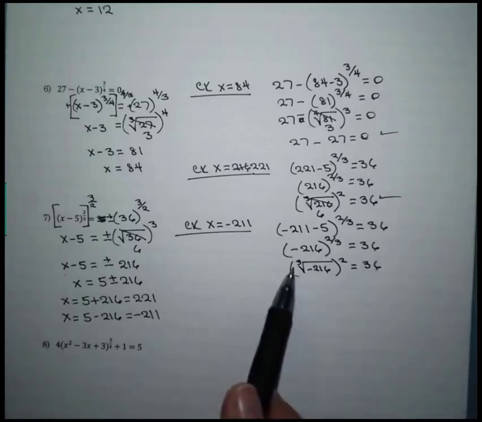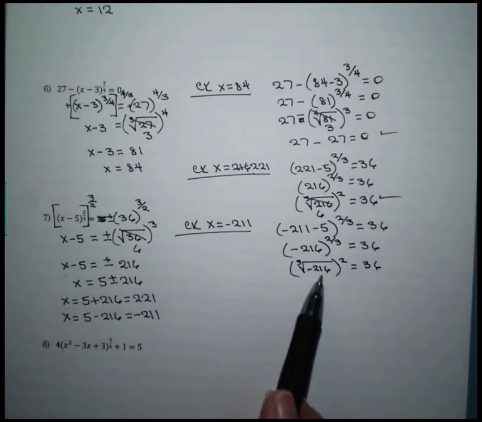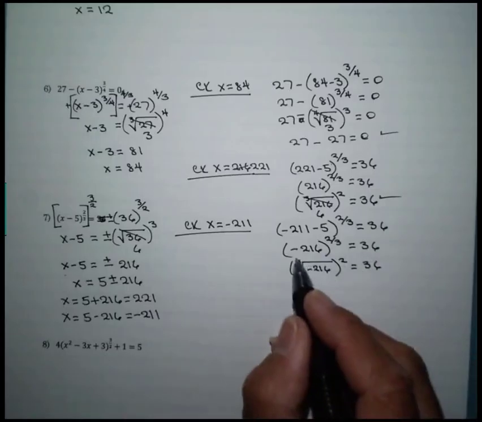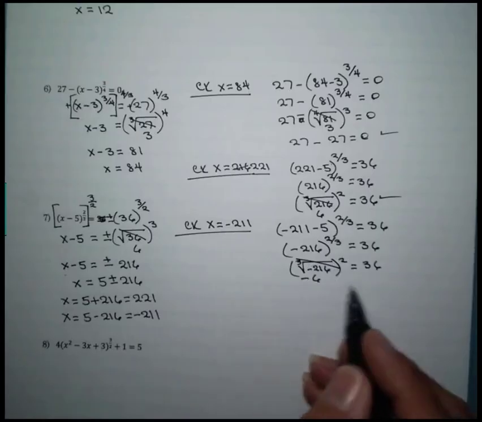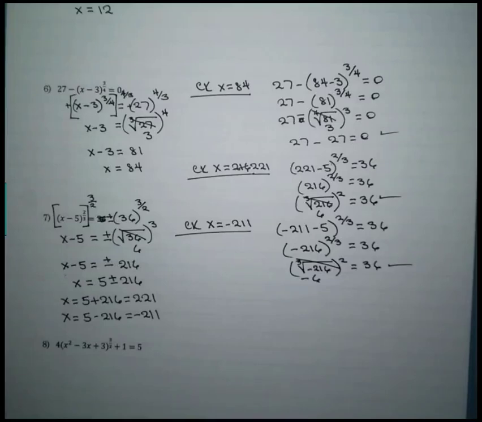Now, we do have odd cube roots of negative numbers. They're simply the negative root, right? So negative 6 times negative 6 times negative 6 would give me a negative 216. So this is negative 6 squared. Well, negative 6 times negative 6 is a positive 36, so that checks.